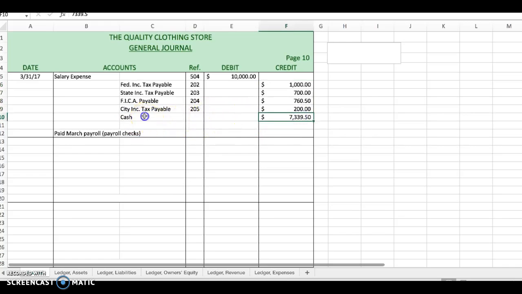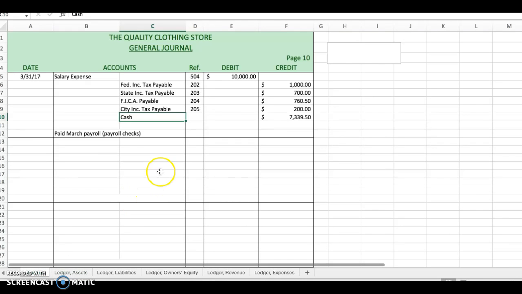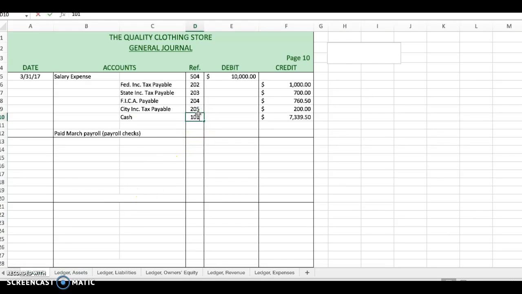That's their net pay. So I will go to cash now. Cash is an asset, and I will find cash and put 331.17. And for this amount, again, 950 is the credit that I actually pay them. And again, that is journal page 10. And cash, back in the journal, I put in the reference column, is 101. So that's actually the journal entry, and that's the posting to the ledger.